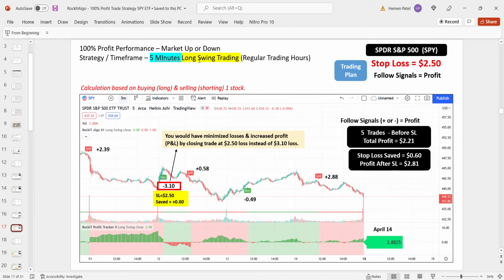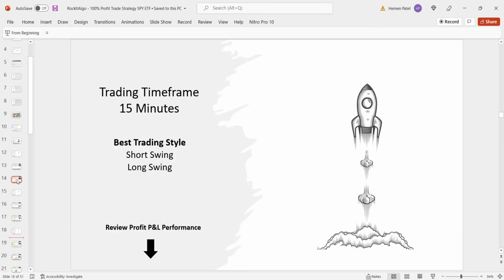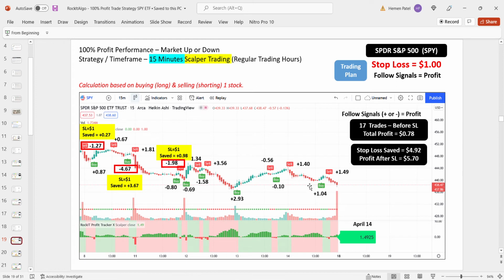Now, 5 minutes long swing trading, same thing. Just look at this top right corner. Stop loss is $2.50. We stopped out at $2.50 here, saving 60 cents compared to hanging on from signal to signal. Total profit 2.21, then after stop loss 2.81. So you get the picture for 2 minutes and 5 minutes. You see the most recent trades have been generating a profitable P&L.